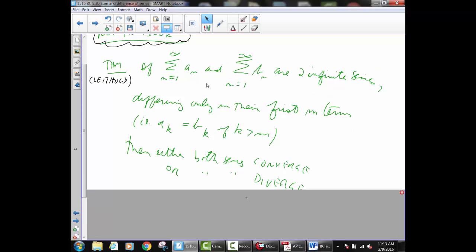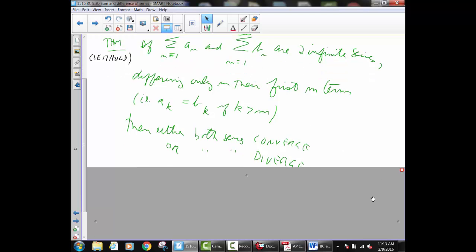Then, if that's the case, if they differ only by the first few terms, then either both series converge or both series diverge. So if one converges, the other converges. If one diverges, the other diverges.